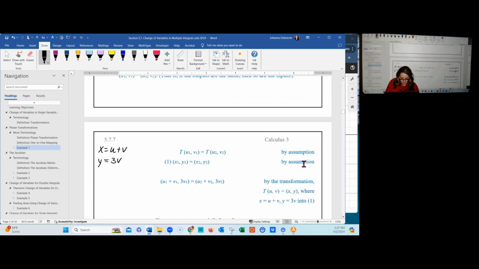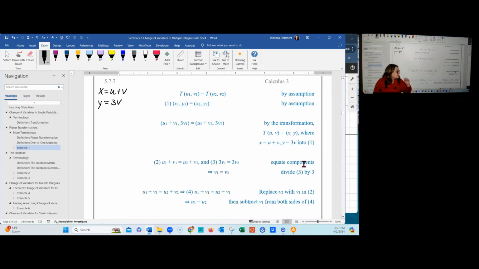So we're going to start with the two assumptions that we have. The first one is that the transformation of u1, v1 equals the transformation of u2, v2. In other words, that x1, y1 equals x2, y2. So x1 equals x2, y1 equals y2. The next thing we're going to do is we're going to apply the transformation here to u and v in order to rewrite it in terms of x1 and y1.